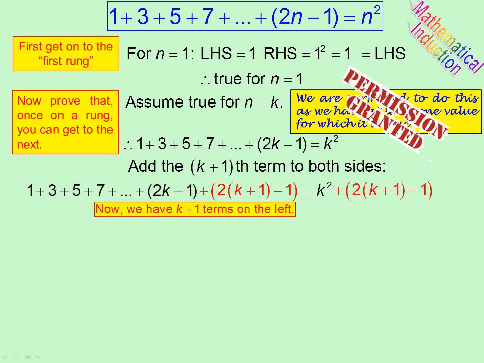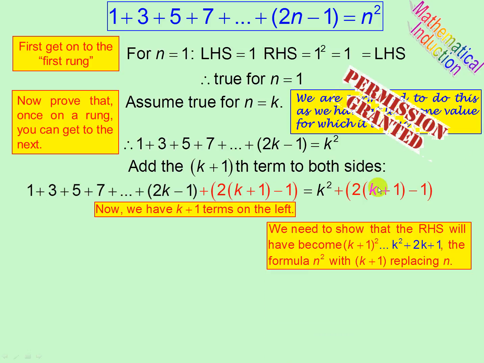Now we have k plus 1 terms on the left. We're going to try to prove that that right-hand side simplifies down to k plus 1 squared, which is k squared plus 2k plus 1. Because then we'll have the formula k plus 1 all squared, which means it has adjusted to a new formula. To do that, we're going to multiply it out, and we should see that it should refactorize.